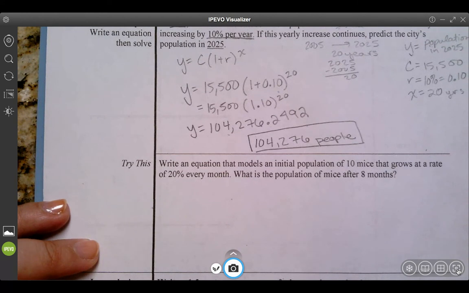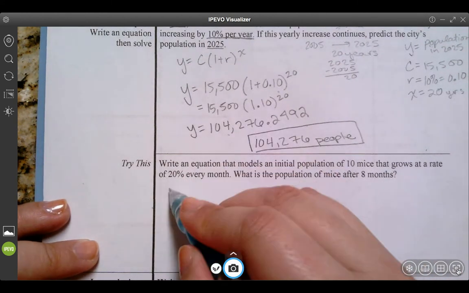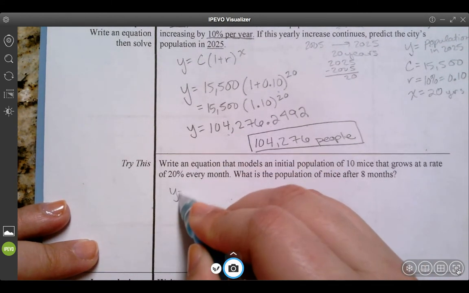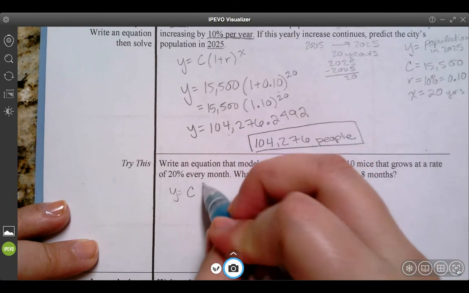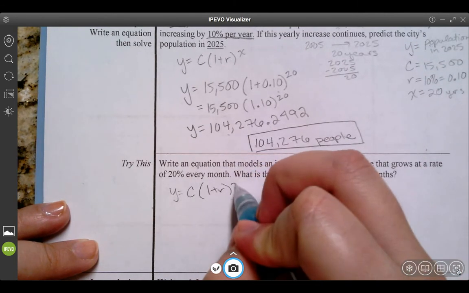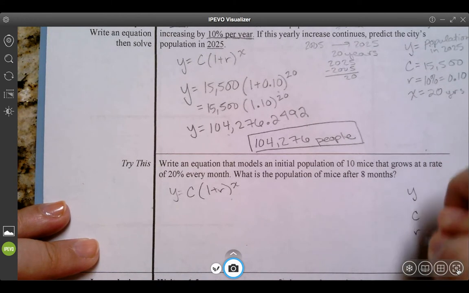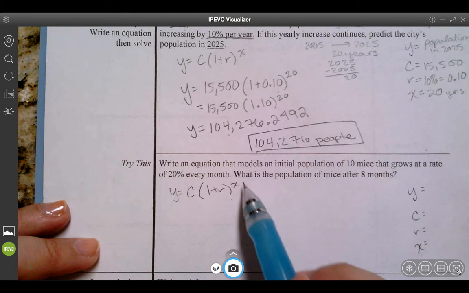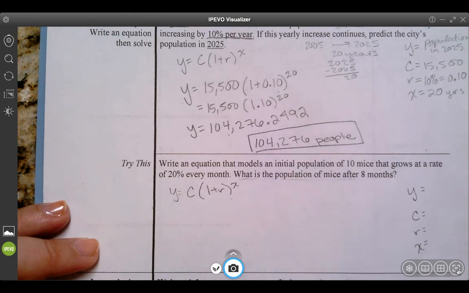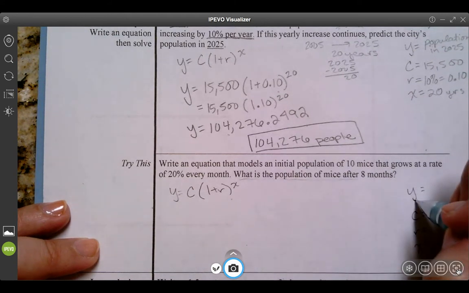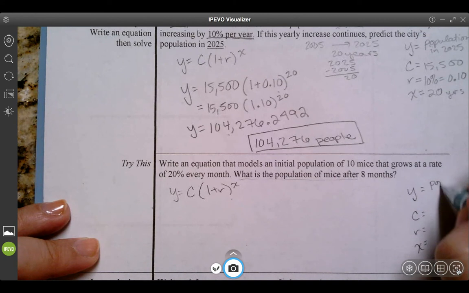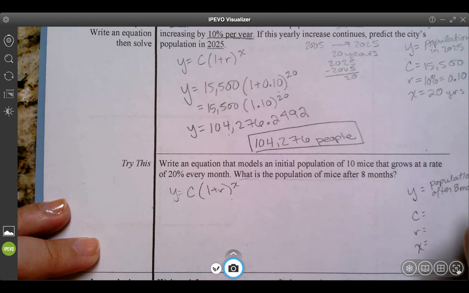This is a population problem, so I know I'm going to use that exponential equation, y equals c times 1 plus r to the x. I need y, c, r, and x. Which one am I asking for? What is the population after? The population after is y. So this is population after 8 months.